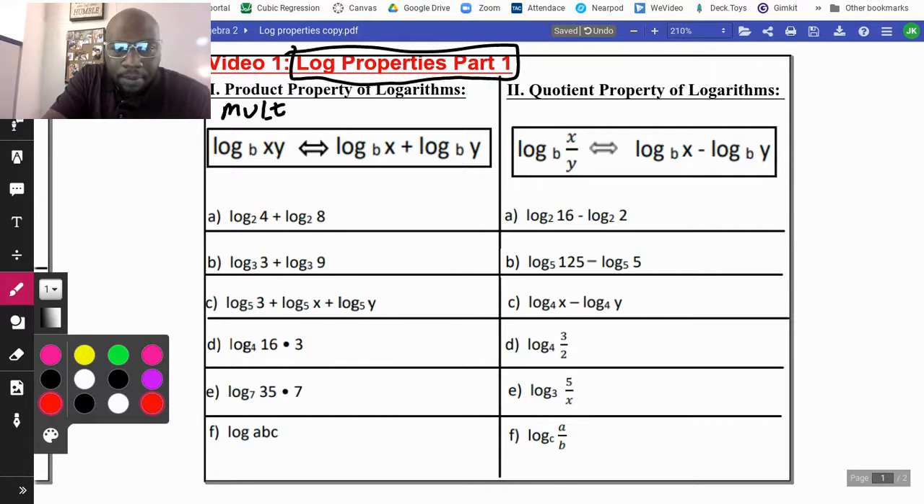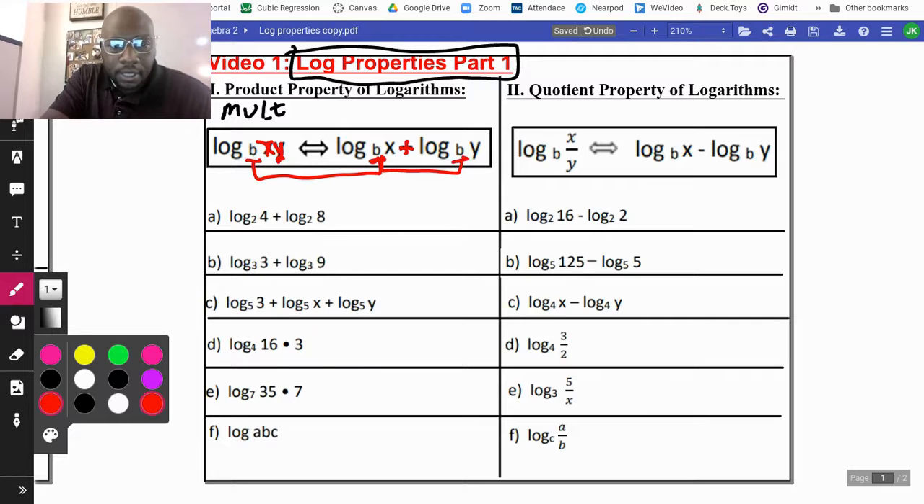So look at this example. Log base b of x times y. To expand it means you're adding them, so it's really log base b of x plus log base b of y. That probably didn't make any sense. First, you look for the base. The base is the same here. The base has to be the same when you're expanding it as well.